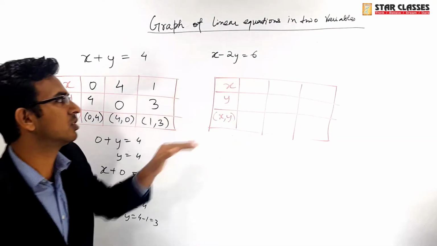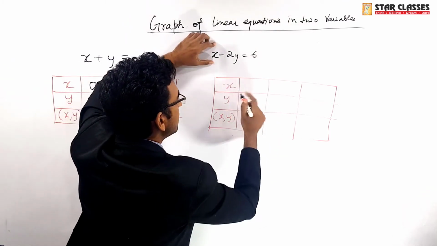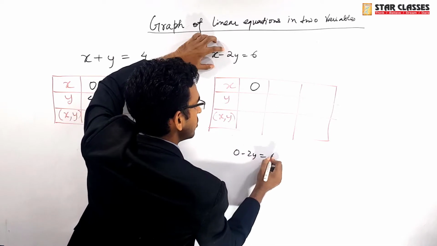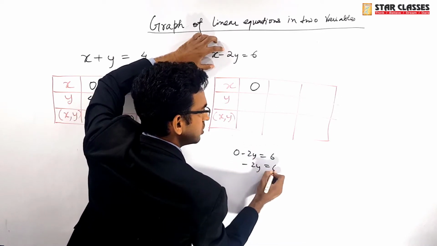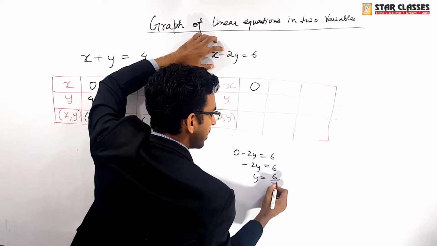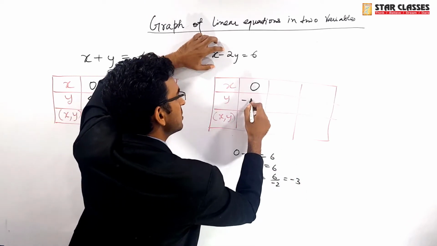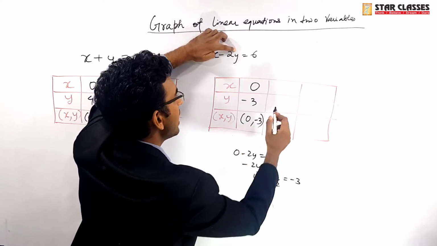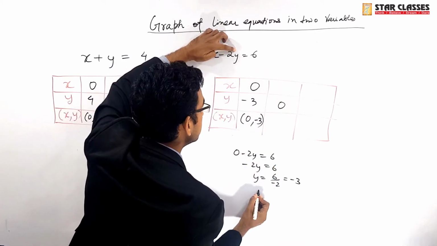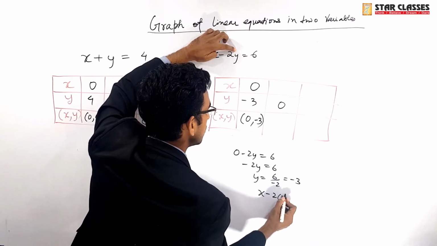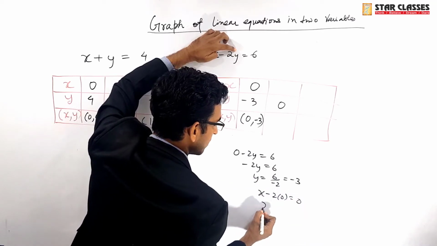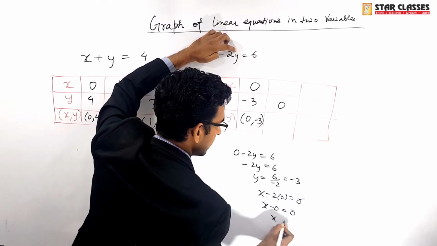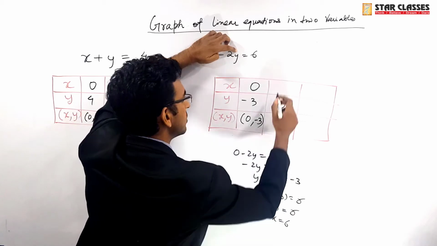Let us take the second equation also. If I am taking x as 0, this will become 0 minus 2y is equal to 6. This implies minus 2y is equal to 6. y is equal to 6 by minus 2, that is minus 3. So y becomes minus 3. This is 0, minus 3. If I am taking y as 0, this becomes x minus 2 into 0 is equal to 6, and x will become 6.